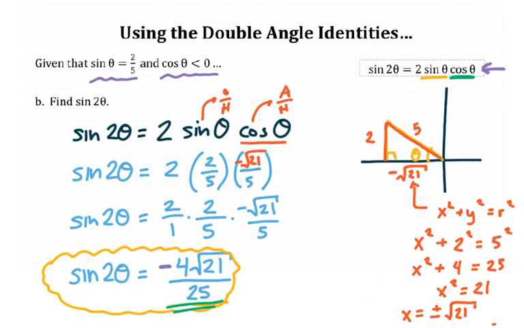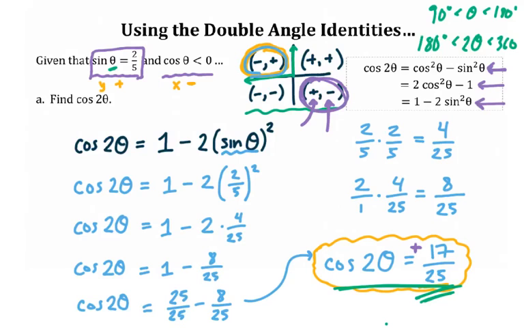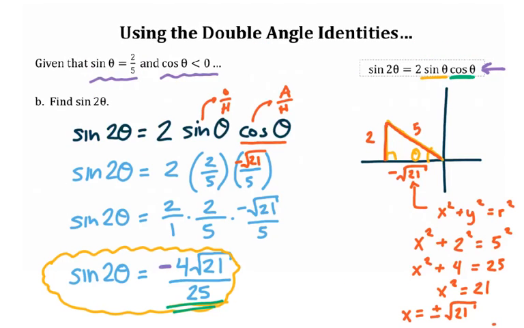So at the end of this problem, we again care primarily about the exact fractions for cosine of 2 theta, which was positive 17/25, and the exact fraction value for sine of 2 theta, which was negative 4 radical 21 over 25. And there are a variety of ways we can check our work with this process.